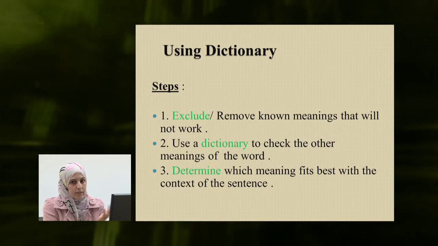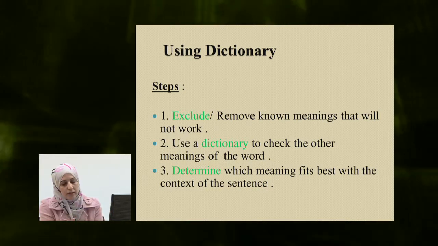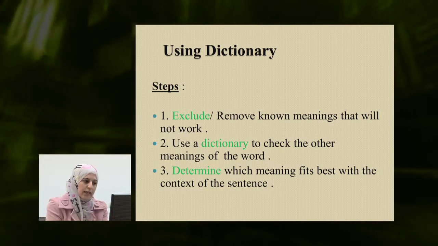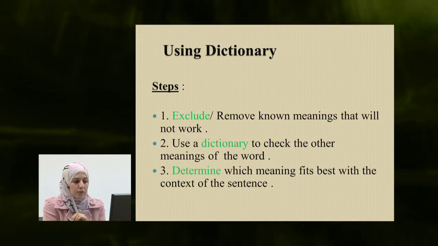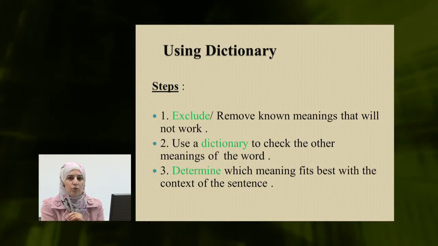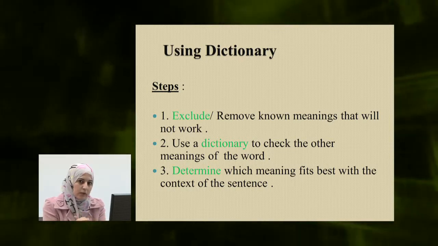So, first step, as I said, try to use the other strategies, that is removing and excluding the known words and meanings that you already know, but they don't work out. Then you move to the dictionary to check out the other meanings of the word. Now, you may find for one word many meanings, so you have to go through all of them. After that, try to determine which meaning will fit the best for your sentence.